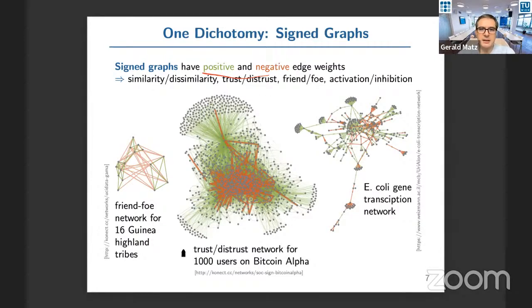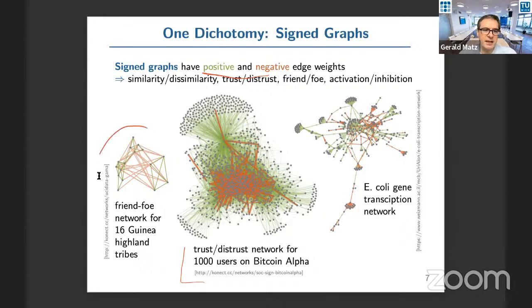As a matter of fact, here there's a couple of signed graphs that illustrate this. These are real data sets. What you see here is a signed graph constructed from data on the Bitcoin Alpha trading platform, where in this case 1,000 users were picked. And they trade with each other, but some trust each other and others don't trust each other. And this trust and distrust relation is captured by the green and the red, positive and negative edges, respectively.